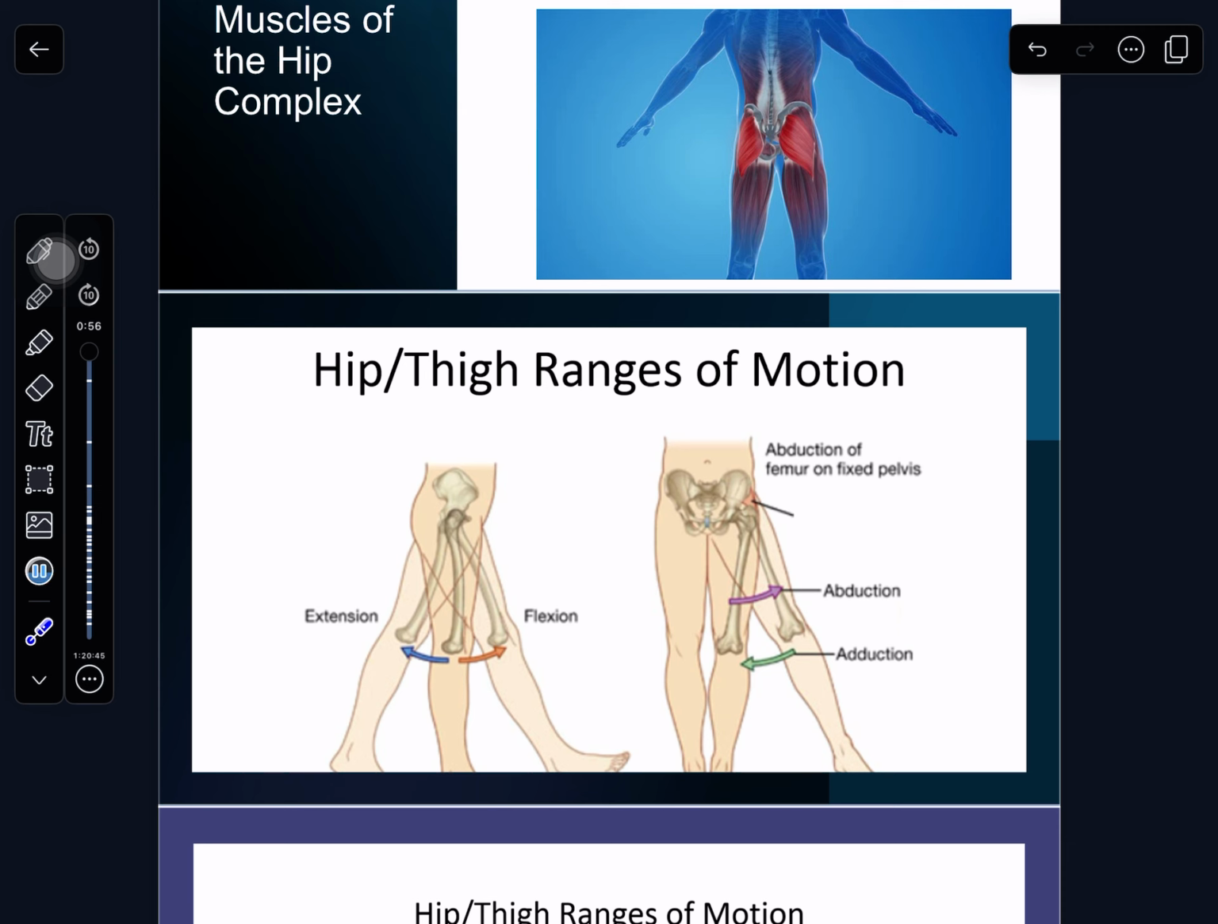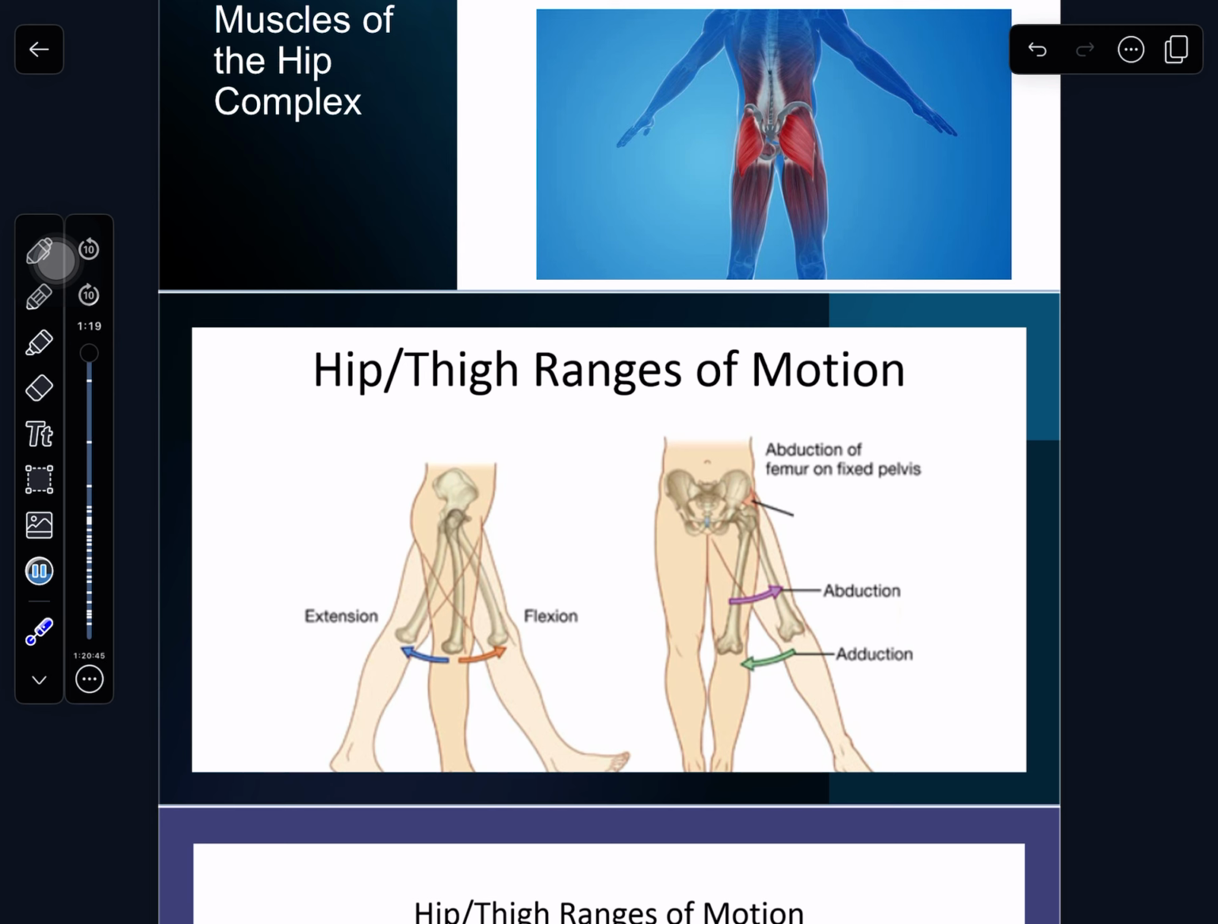For example, for the deep six muscles, you do not have to know the origins and insertions. You do, however, need to know the actions, which we will get through. And lucky for everyone, those deep six muscles all result in the same bodily actions. So we will get into those.